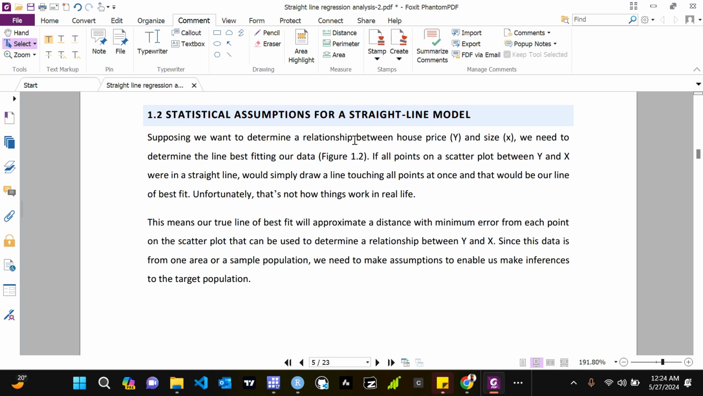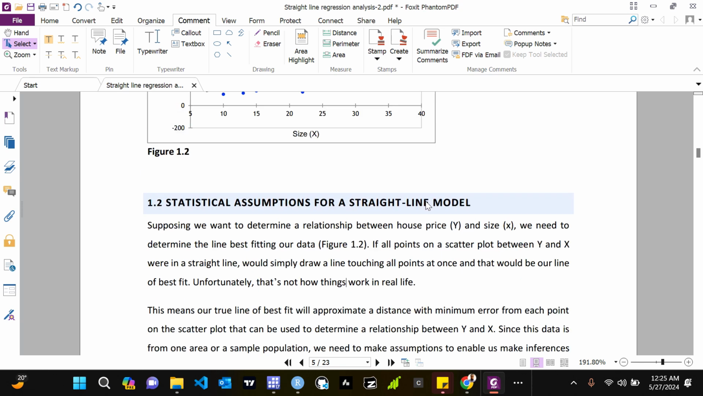Suppose we want to determine the relationship between a house price y and size. We need to determine the line of best fit for our data. If all points on a scatter plot of y and x were a straight line, we would simply draw a line touching all points. That would be our line of best fit. Unfortunately, that's not how things work in real life.